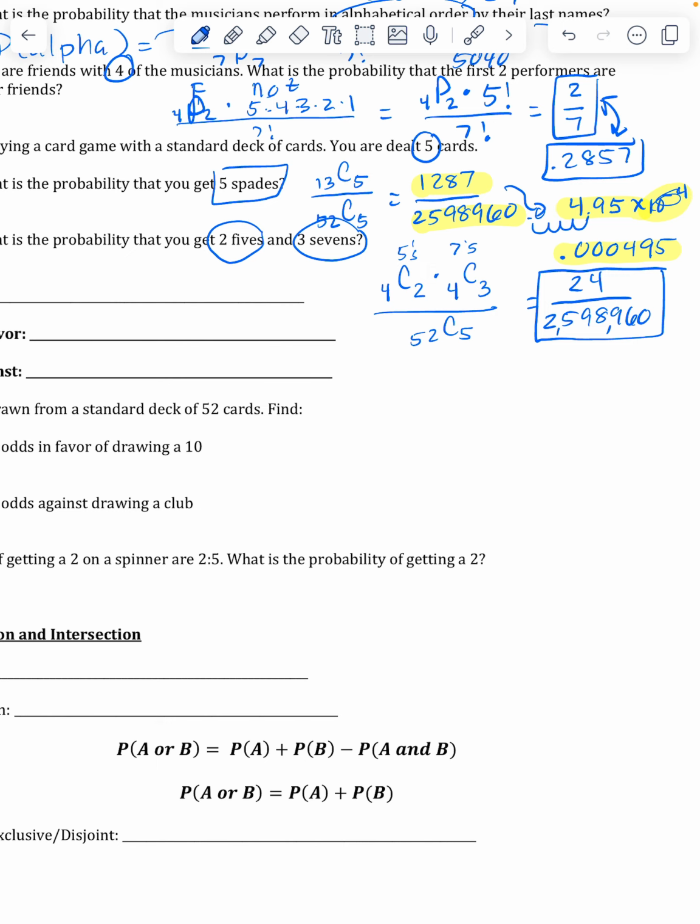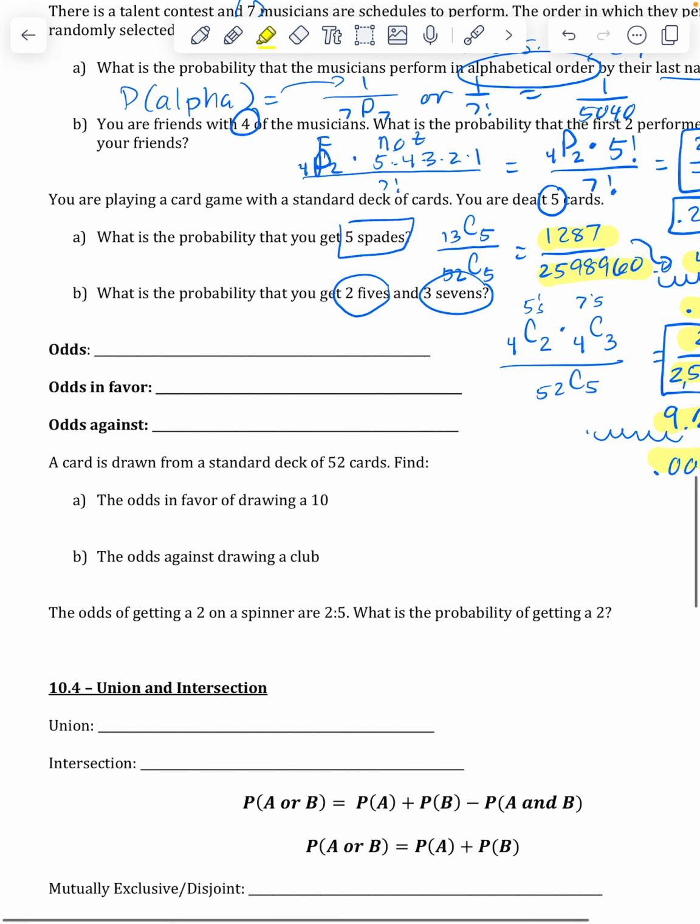Let's see, 24 divided by 2,598,960. Again, get an E, 9.23 times 10 to the negative 6. That's a fine answer. It also means that you'd be moving this over 1, 2, 3, 4, 5, 6. So another good answer is 0.00000923. So this, and this are all perfectly fine answers.